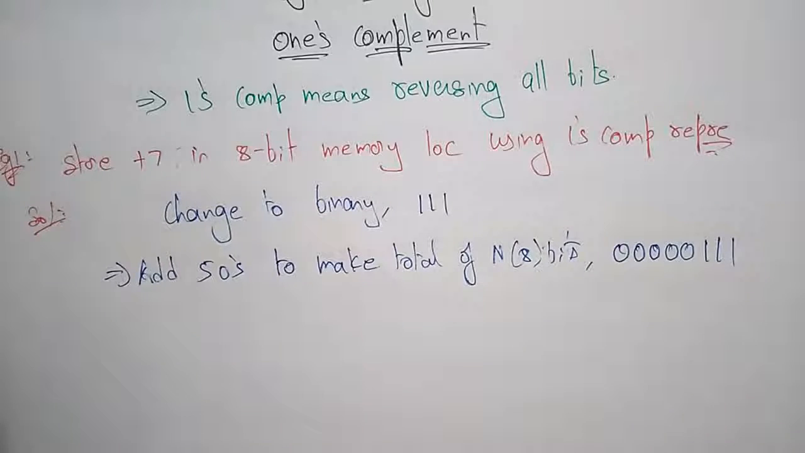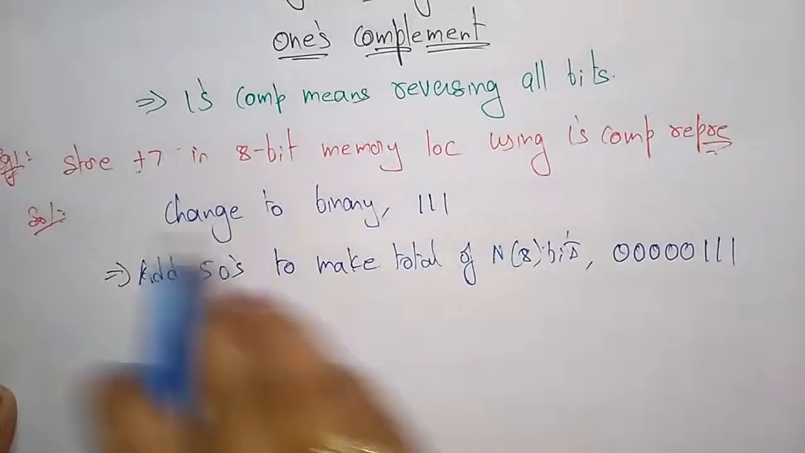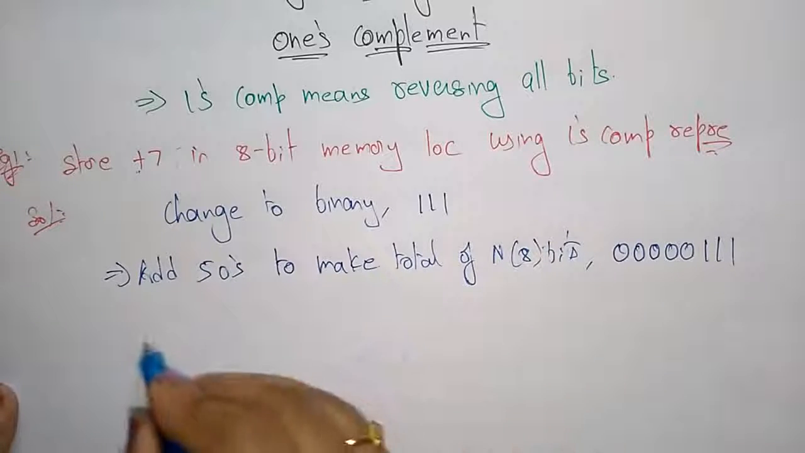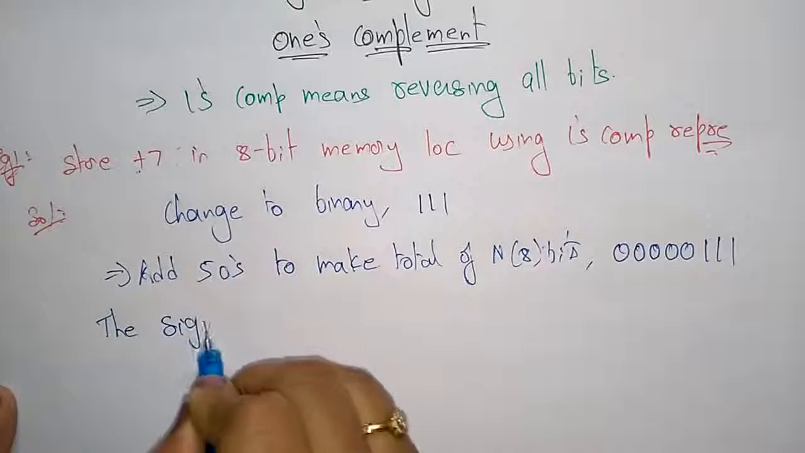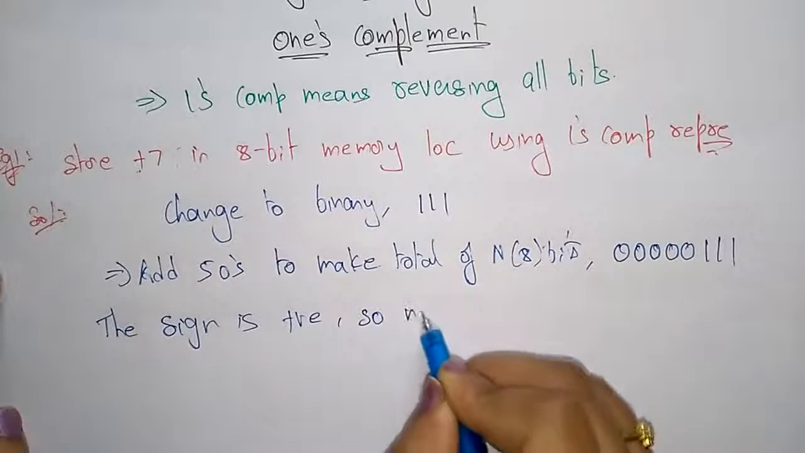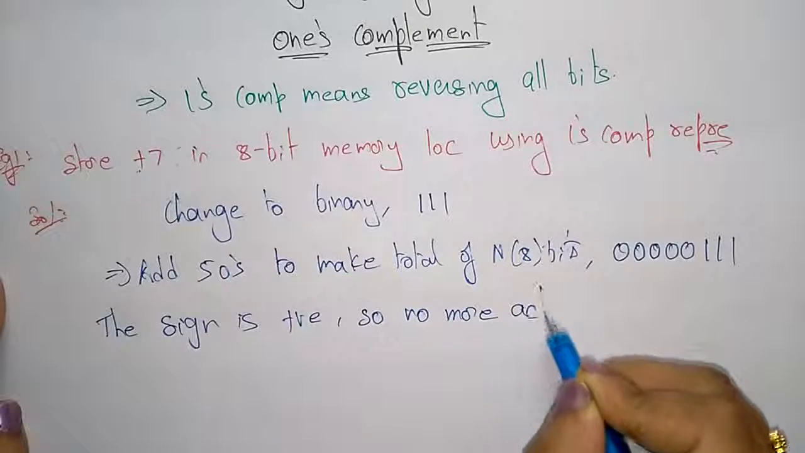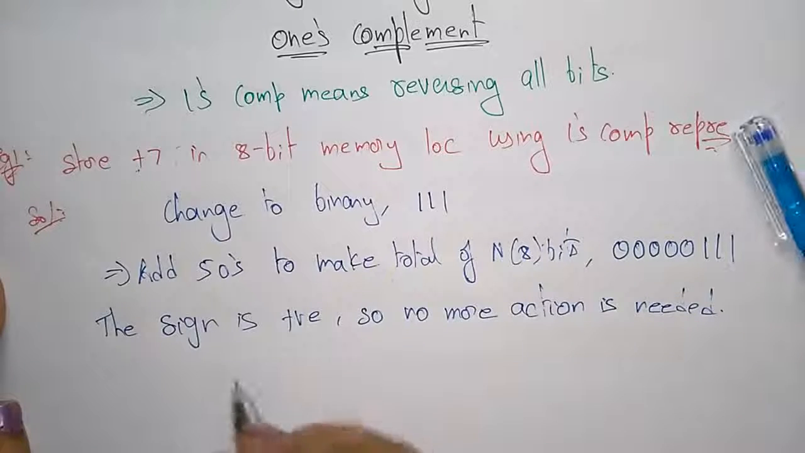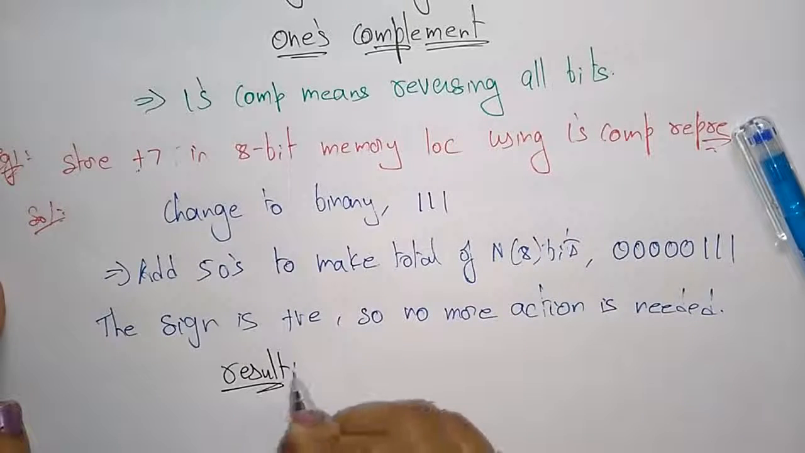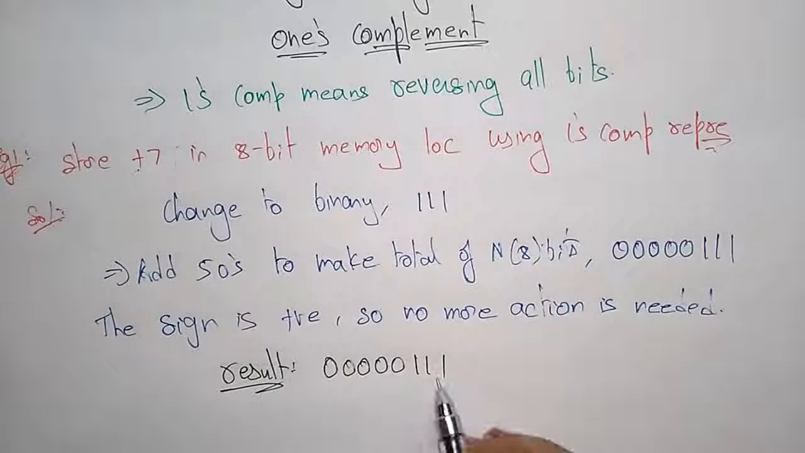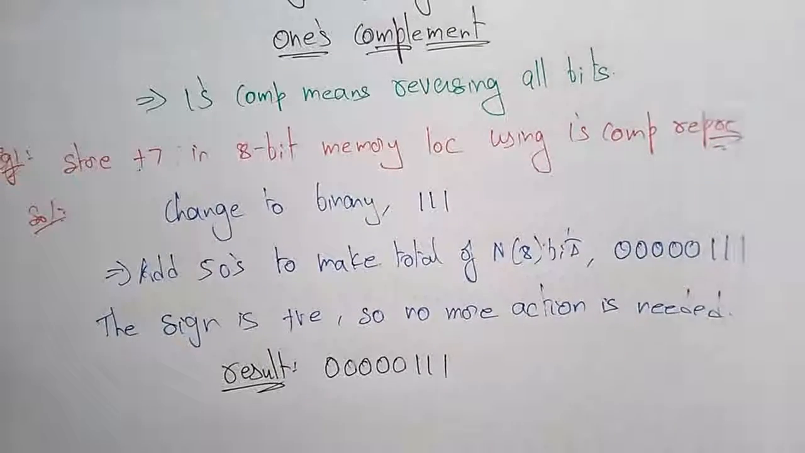Now I check the sign. It is positive, so no more action is needed. Whenever it is positive, no need to complement it. Whenever it is negative, then you have to complement. So the result is 5 zeros followed by 1 1 1, a total of 8 bits, and it is stored in the 8-bit memory location.